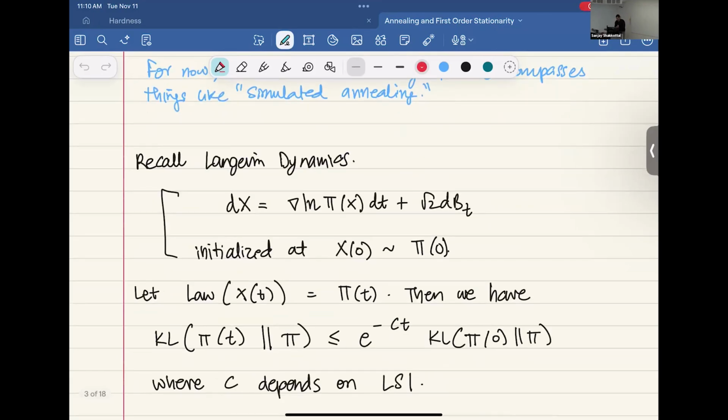So this is how I think to motivate this. This is Langevin dynamics. I've got a pi, the distribution that you want to sample from, and then you run this algorithm. We talked about this extensively.